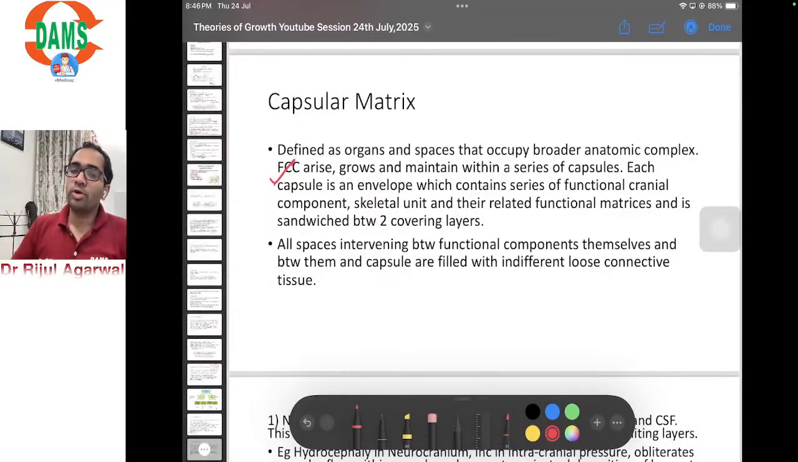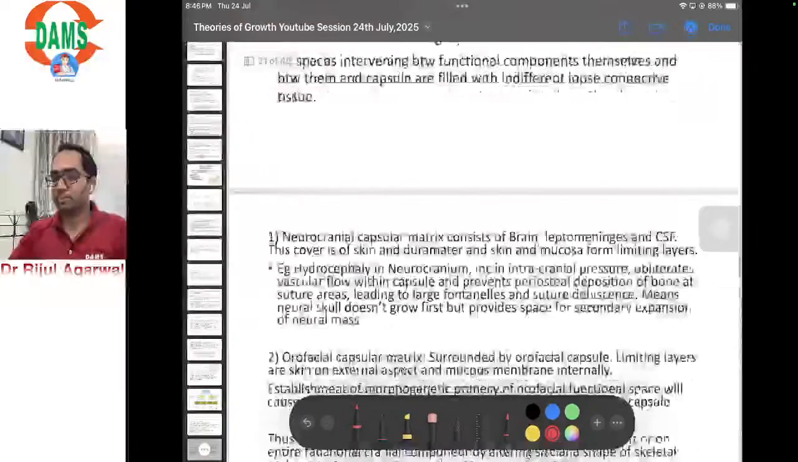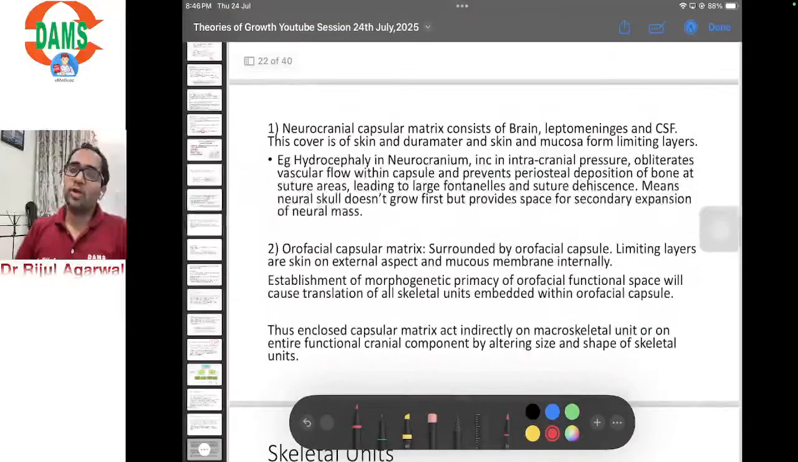So there are two broad capsules we should be concerned with as a dental student preparing for the postgraduate exam. First is the neurocranial capsule, which consists of the brain, the meninges and the cerebrospinal fluid. Okay, so this consists of the skin and the dura mater, and the skin and mucosa, which form the limiting layer around. Okay, so to understand it, how does it regulate growth?